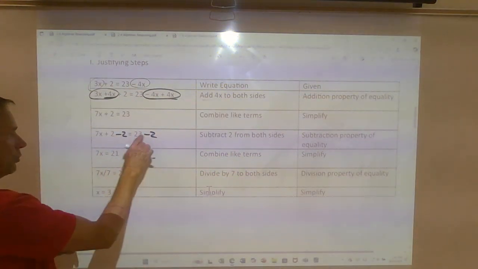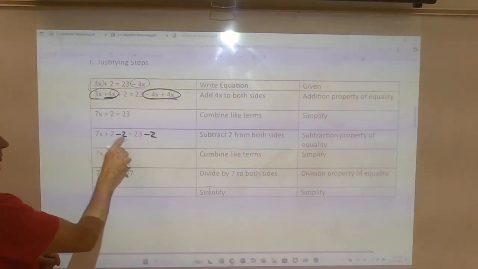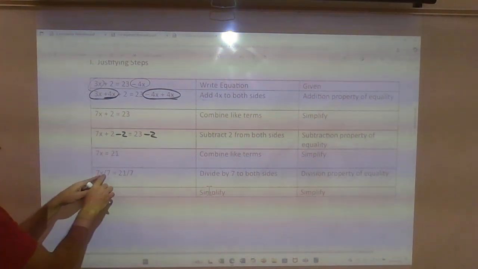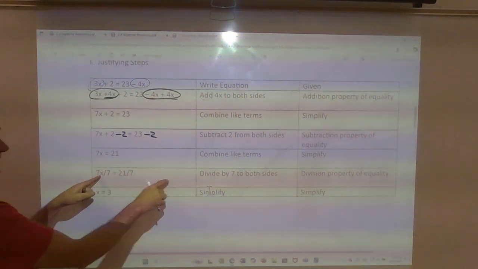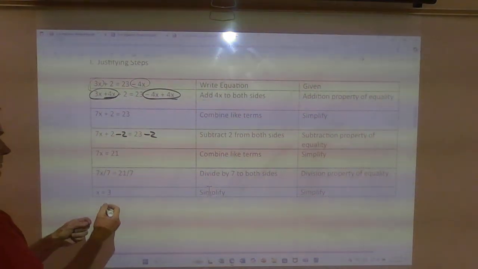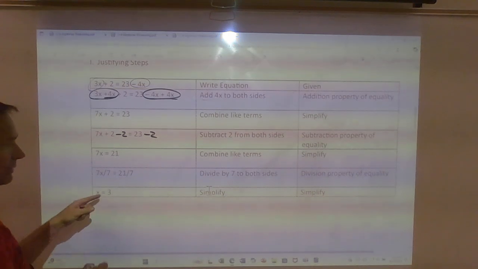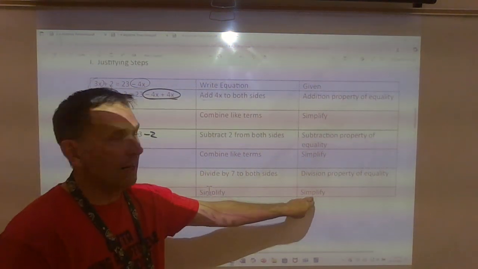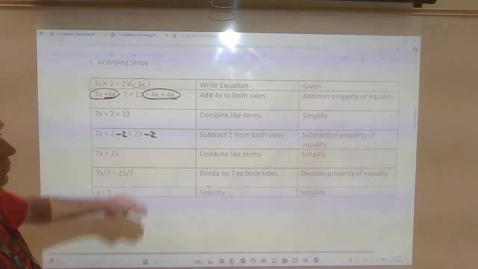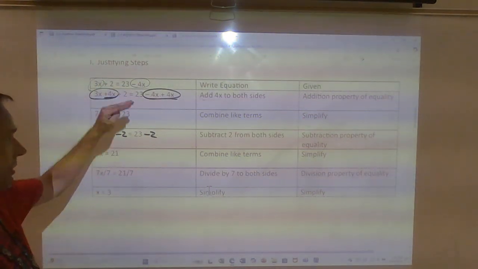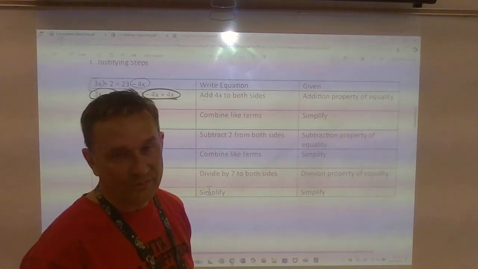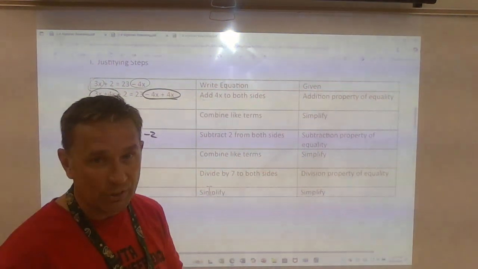We simplify. 23 minus 2 is 21. 2 minus 2 is nothing. It cancels out. Lastly, we divide both sides by 7. Division property of equality. And when we simplify, we end up with x equals 3. And again, our reason is simplifying. So all of this is what we've been doing in Algebra 1 and pre-algebra. What I'm asking you to do now is give reasons and rationale of how and why we can do this.